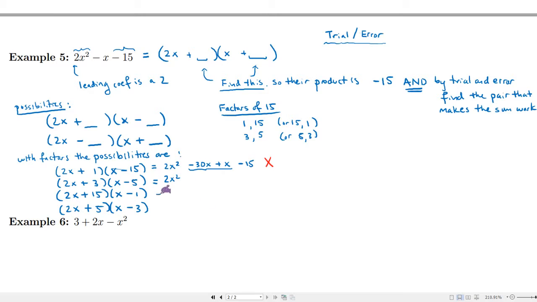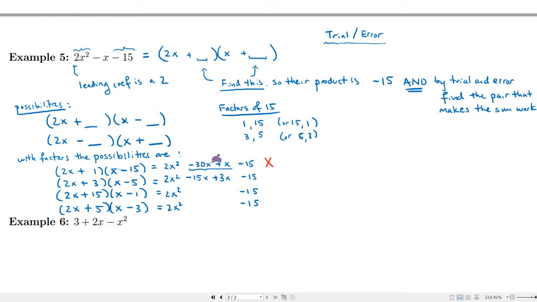We already know that the first and the last terms are all correct for all these. Like they're all 2x squared and then minus 15, minus 15, minus 15, right? We're trying to figure out, is that middle stuff correct, the middle terms? So what are we getting here? We're getting minus 15x and then plus 3x. But what's the sum of those?